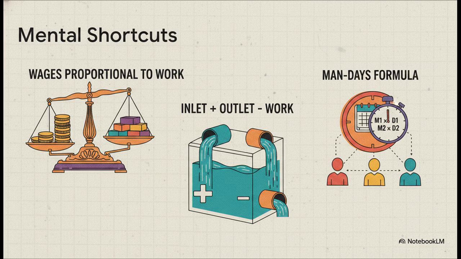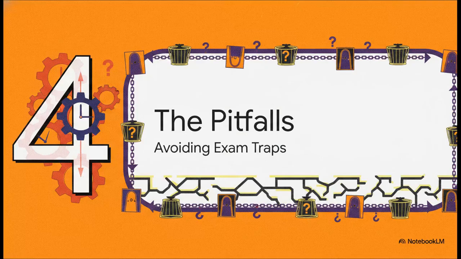You just subtract those negative units from your combined rate. And finally, the M1D1 formula for man days. 10 men working for 15 days equals 150 man days of total work. If you suddenly need that exact same job done in 5 days, just divide those 150 man days by 5, and boom, you instantly know you need 30 men. It's really that simple. Okay, so you have the weapons now, but you also need to know where the exam setters have hidden the traps.